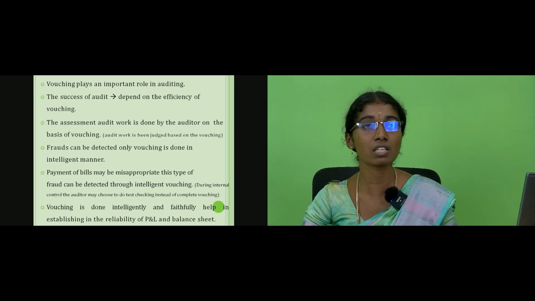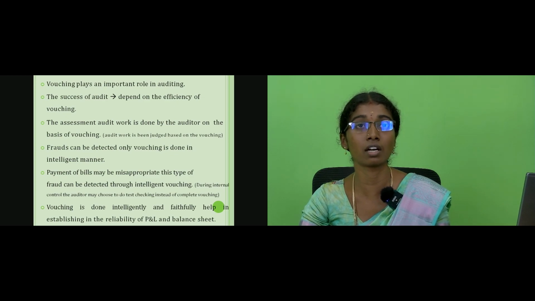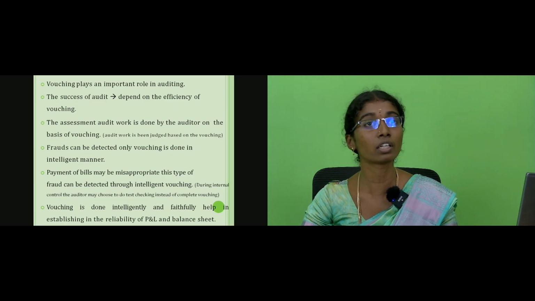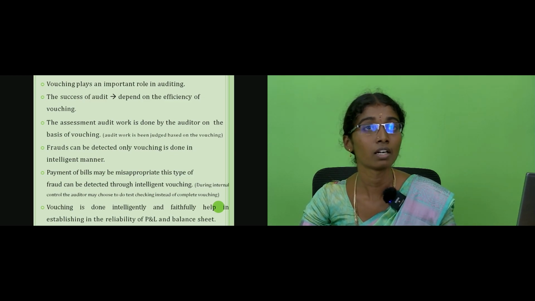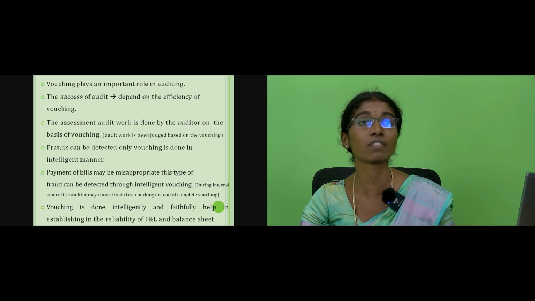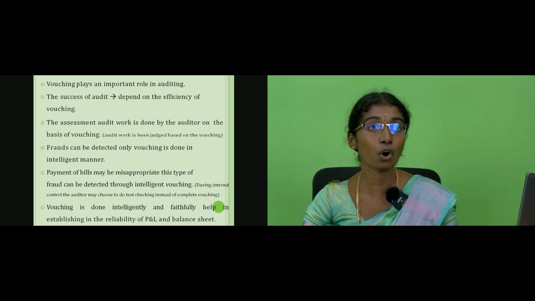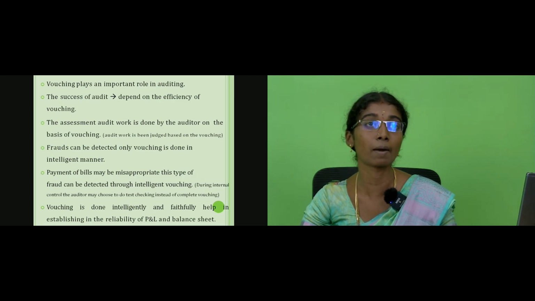Most of the companies will be following some internal control system, internal checks and all. While in the process of the internal control system, the auditor might choose to do some test checking. If a company has hundreds and hundreds of transactions, the auditor will not go through all of them. He will take some random vouchers and random transactions and check them with the supporting documents. That is what is called intelligent vouching. So the frauds and misappropriation of bills and payments can be verified by way of intelligent vouching.